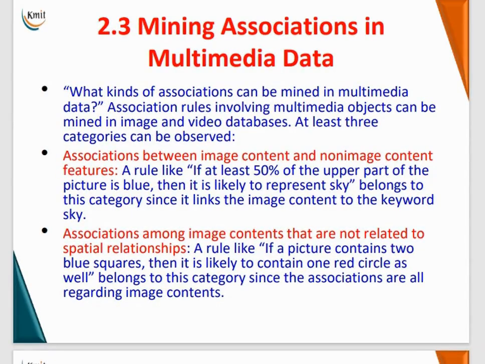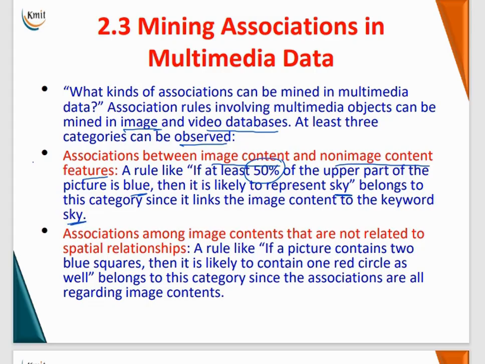Next, mining association in multimedia data. So, what kind of association can be mined in multimedia data? Association rules involving multimedia objects can be mined in image and video databases. At least three categories can be observed. First one is association between image content and non-image content features. A rule like, if 50 percent of the upper part of the picture is blue, then it is likely to be represented as a sky, belongs to this category since it links the image content to the keyword sky.